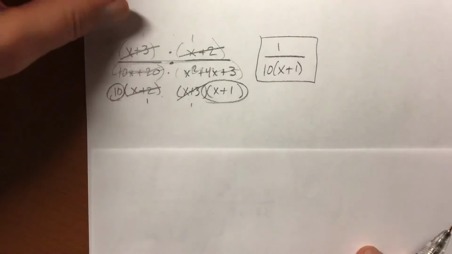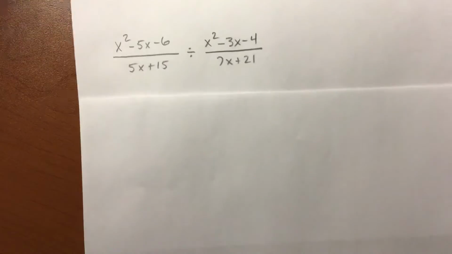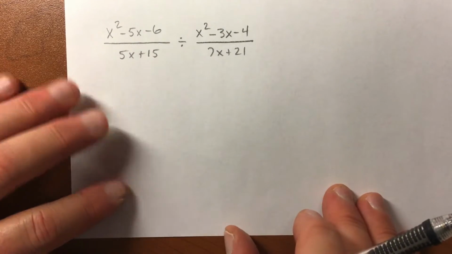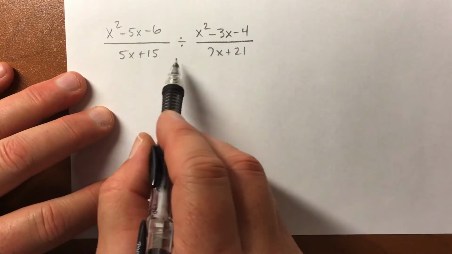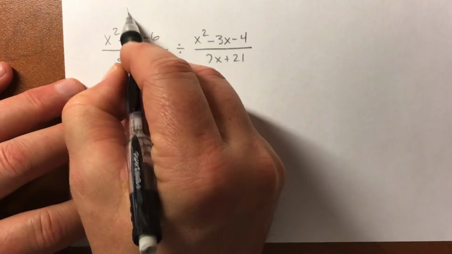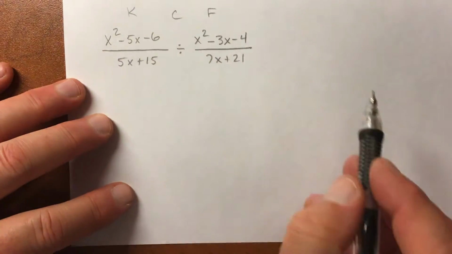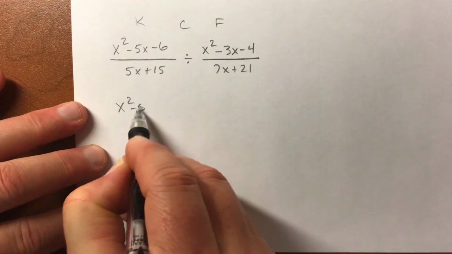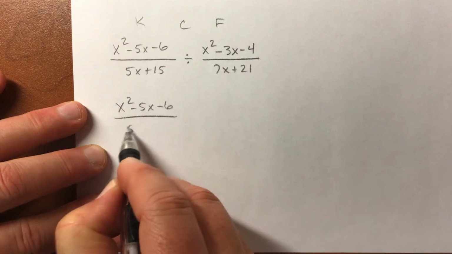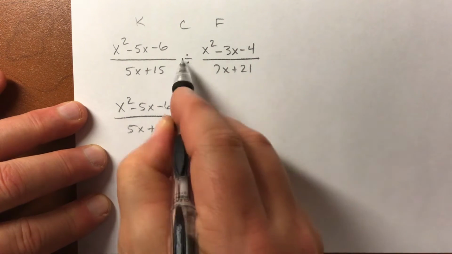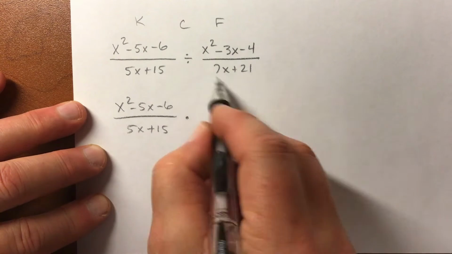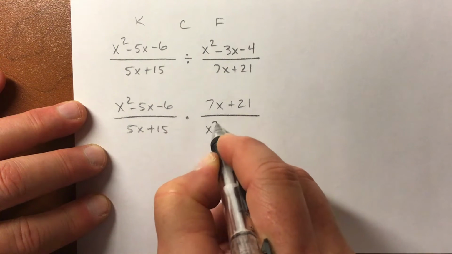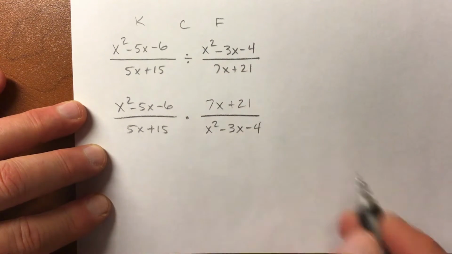The last thing that we're going to talk about is division. Now, division is a lot like multiplication, right? Because we actually turn it into multiplication. A long time ago, you learned that when we divide by a fraction, we keep, change, flip. Keep, change, flip. So we're going to keep this fraction, x squared minus 5x minus 6 over 5x plus 15. We're going to change the division to multiplication, and then we're going to flip this. So this becomes 7x plus 21 over x squared minus 3x minus 4.